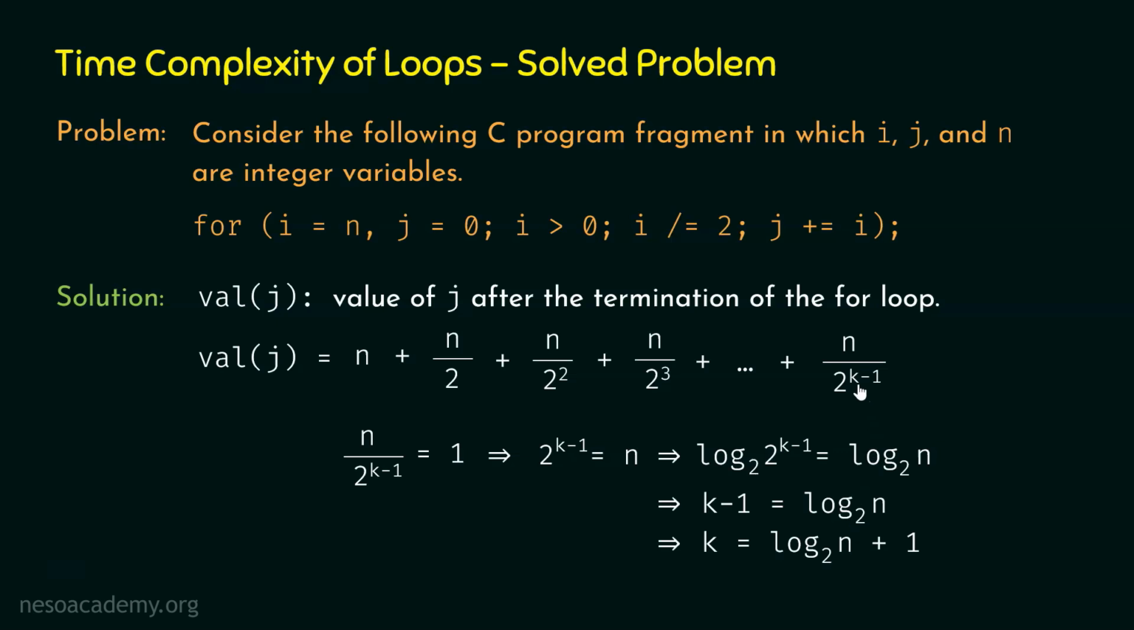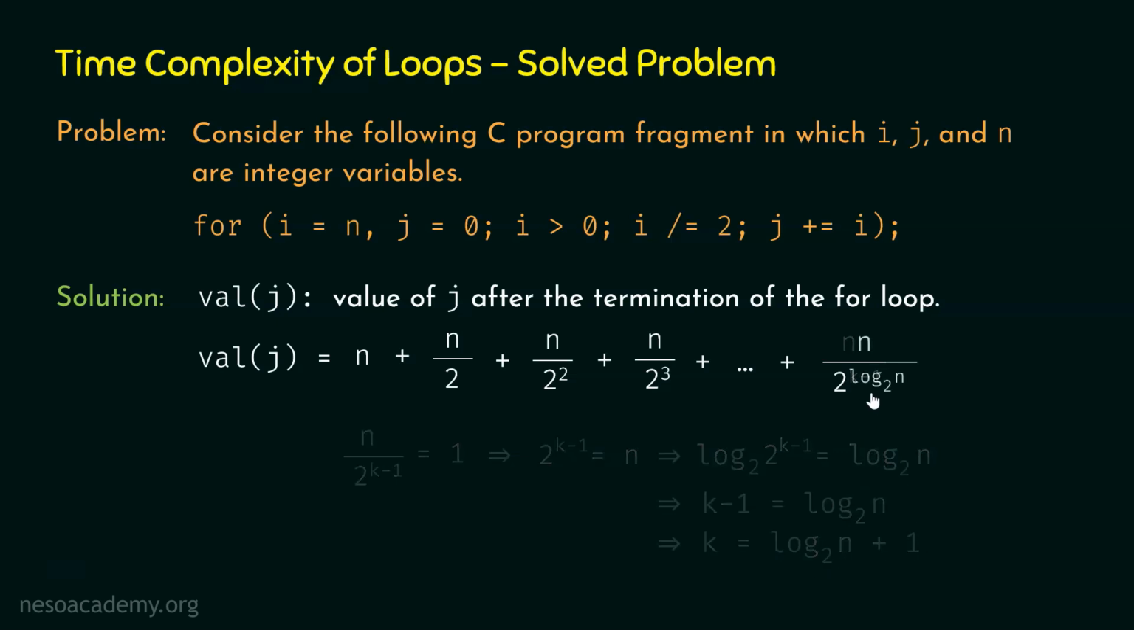Now we can replace k by log n base 2 plus 1 and we will get 2 power log n base 2 in the denominator of the last term. So val j is n plus n by 2 plus n by 2 square plus n by 2 cube and so on up to n by 2 power log n base 2.